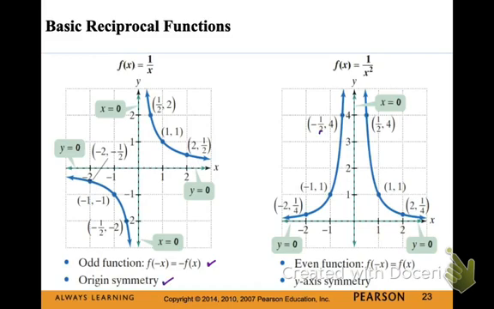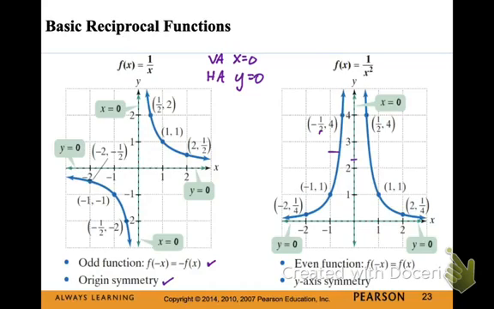Also, notice that this has a vertical asymptote at x equals 0 and a horizontal asymptote where y equals 0. So right on our axes. And then you'll have points in quadrants 1 and 3, and those points will together create the branches of this graph. Now look at the graph on the right.